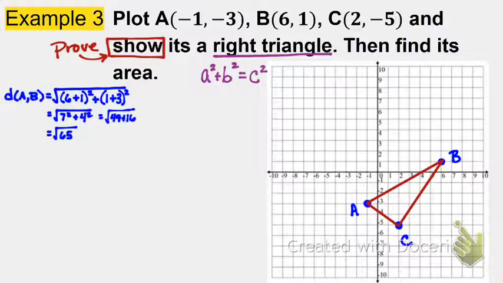I'm not going to simplify it any further than that, because once I have all three lengths, what am I going to be doing with them? What does the Pythagorean theorem tell me to do? Square them. So I'm going to leave it like this, because when I take it and square it, that square root's going to go away. All right. Then I still need the distance from B to C.